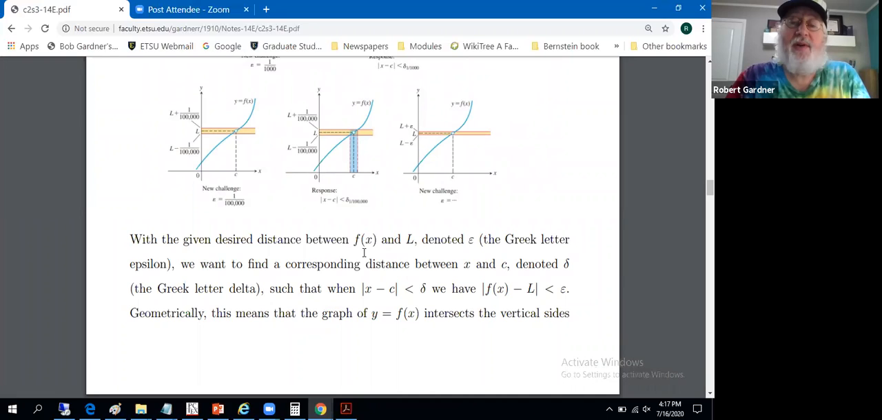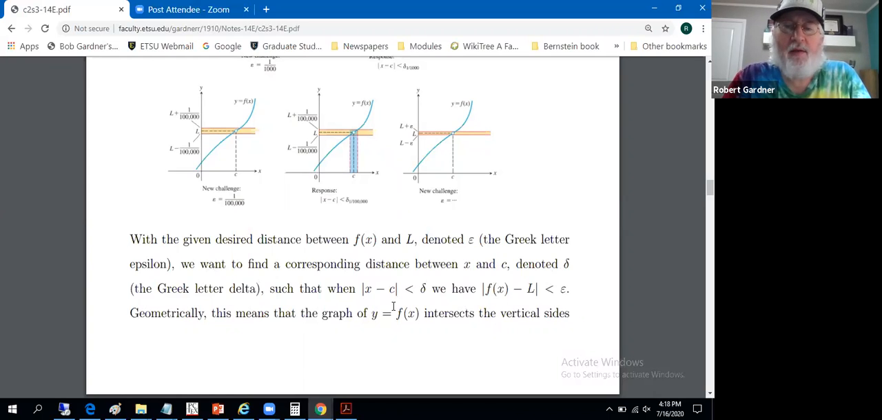So with a given desired distance between f of x and L, just to note that epsilon, as they did right here at the end, the Greek letter epsilon, describes the yellow horizontal band. We want the function to lie inside that yellow horizontal band. We want to find a corresponding distance between x and c, denoted delta, as we had subscripted deltas above, Greek letter delta, both of these lowercase Greek letters, such that when the absolute value of x minus c is less than delta, we have the absolute value of f of x minus L is less than epsilon.